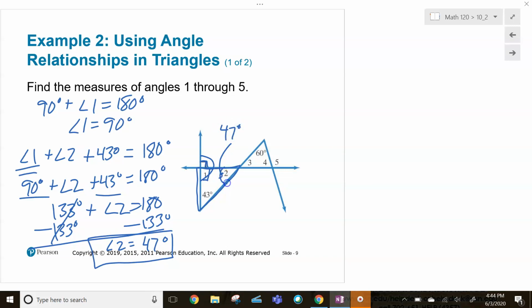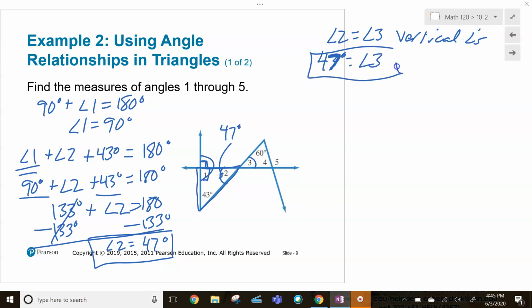Now angle 2 is the same as angle 3. Why? Vertical angles, remember from last time. These opposite angles are the same because we've got two straight lines intersecting there. So since that's 47 degrees, our angle 3 is 47 degrees. So now we have angle 1, angle 2, and angle 3, and again that's also 47 degrees.